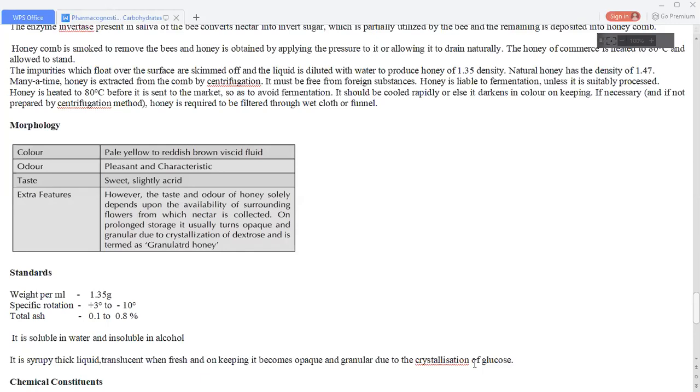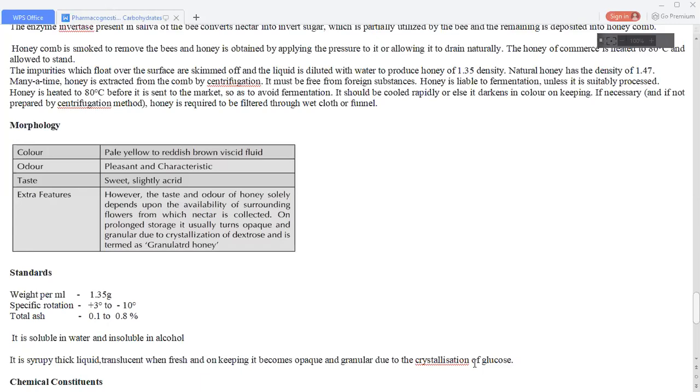Coming to its specific rotation, that is its optical activity. So it has the ability to rotate the light either to dextro, that is clockwise, or anti-clockwise. The specific rotation is plus 3 degrees to minus 10 degrees. It will rotate the plane polarized light either in clockwise direction or else anti-clockwise direction.